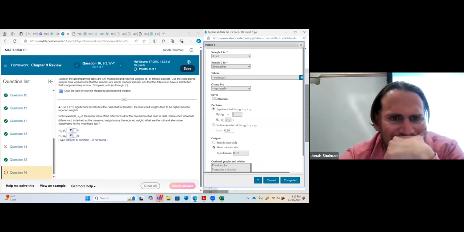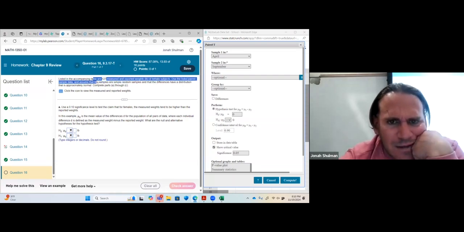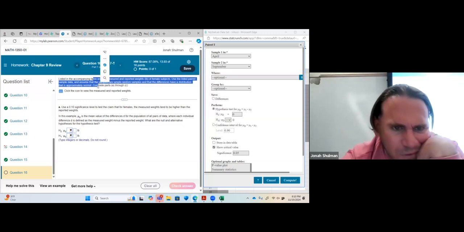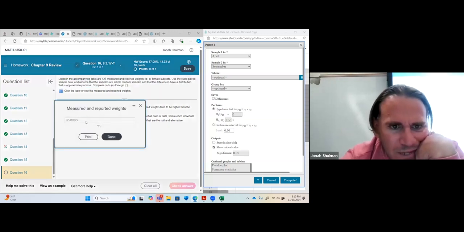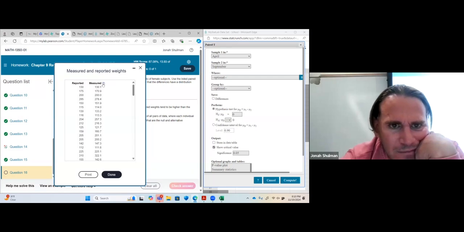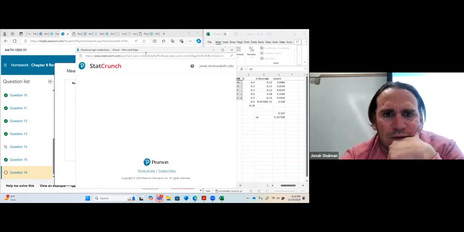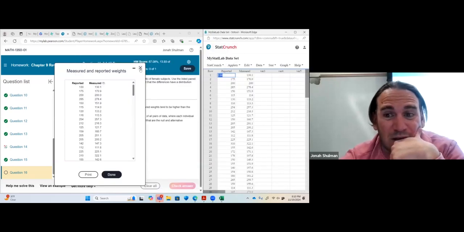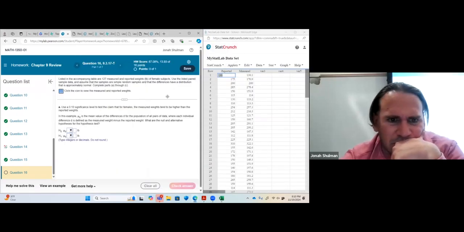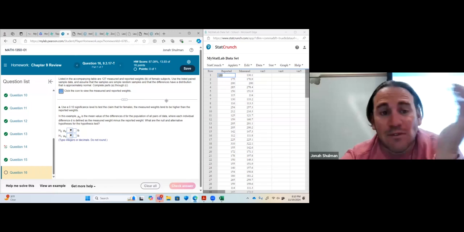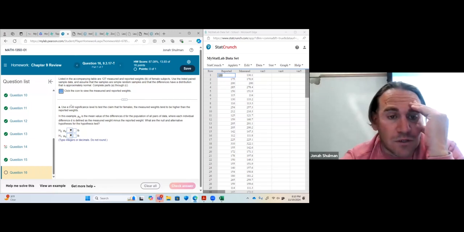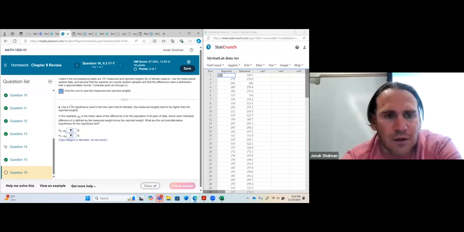Listed in the accompanying data are 127 measured and reported weights of female subjects, and the differences have a distribution that is approximately normal. All right, here we go. Here's our data. We're going to see this in StatCrunch. I could actually do this one in Excel. You want to see it in Excel? Probably not, since I did all of them in StatCrunch. If you want to see it in Excel, just let me know.